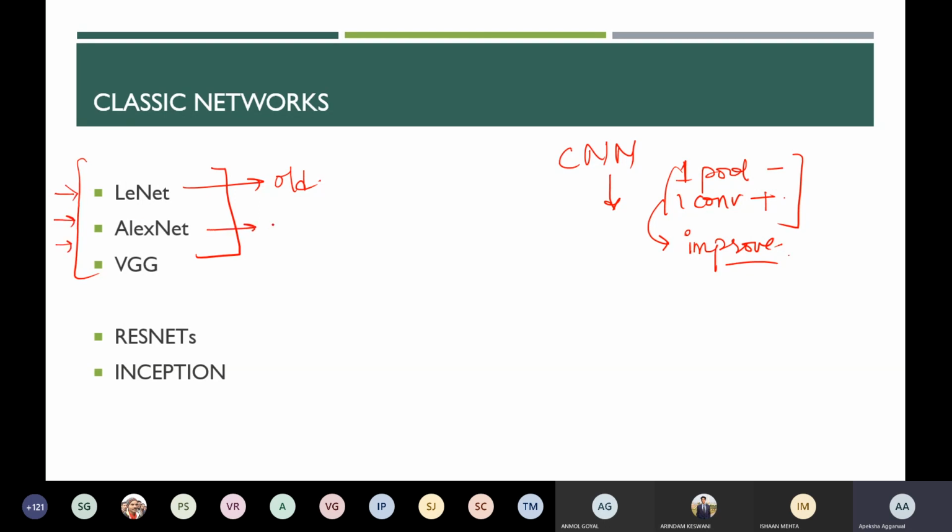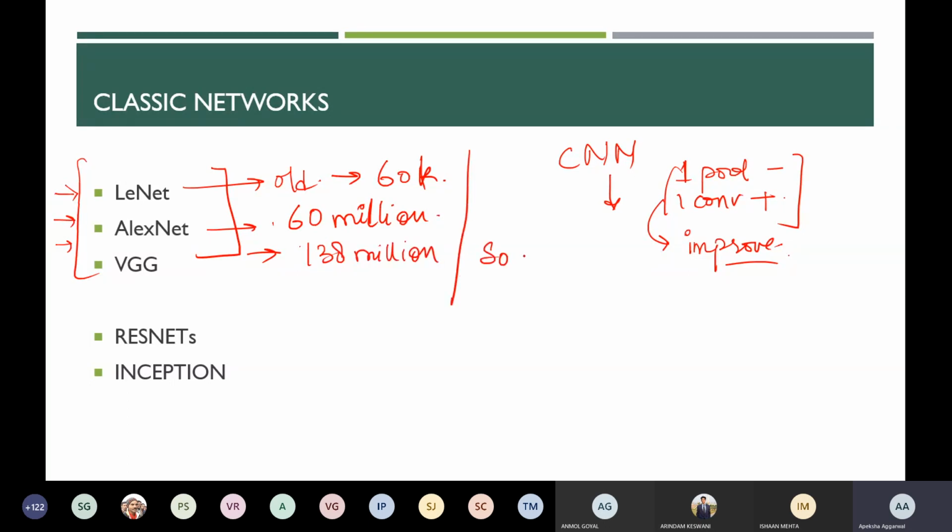AlexNet is still popular, and AlexNet is not that old. At that time GPUs were not there. It can work with up to 60 million parameters, and the later network has learned 138 million parameters. All these networks are available online. You will find the source code online on Git or something.